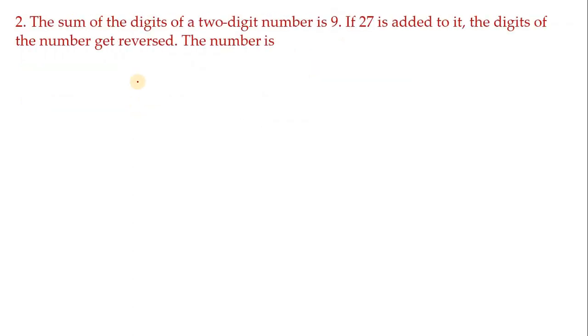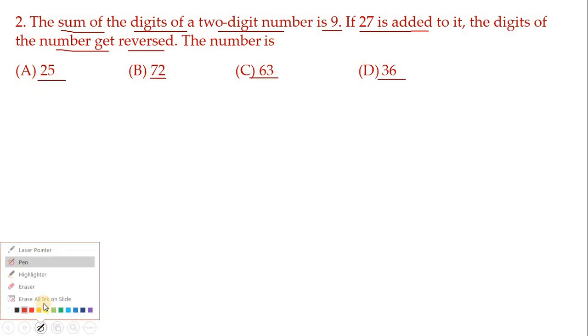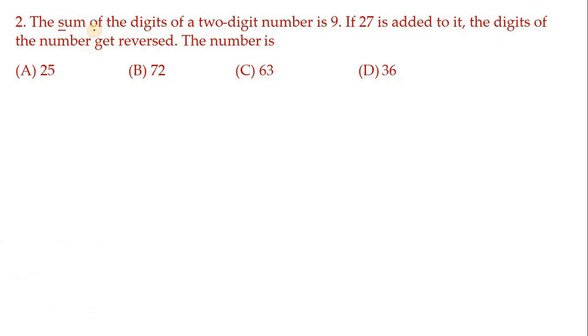Move on to the next one, children. The sum of the digits of a two-digit number is 9. If 27 is added to it, the digits of the number get reversed. The number is, options are 25, 72, 63, 36. Children, understand the problem. Here they are talking about the sum of two digits. The sum of the two digits is 9. For that number, if we add 27, the digits get reversed.